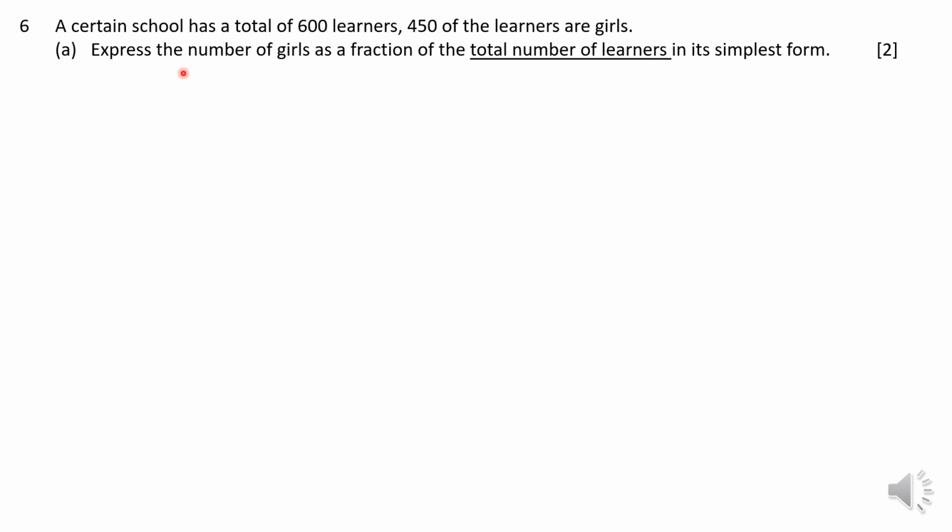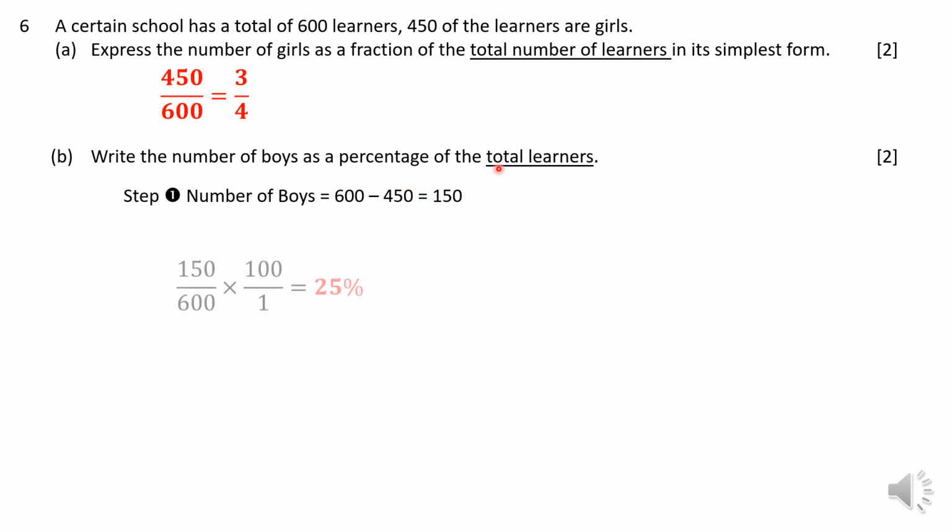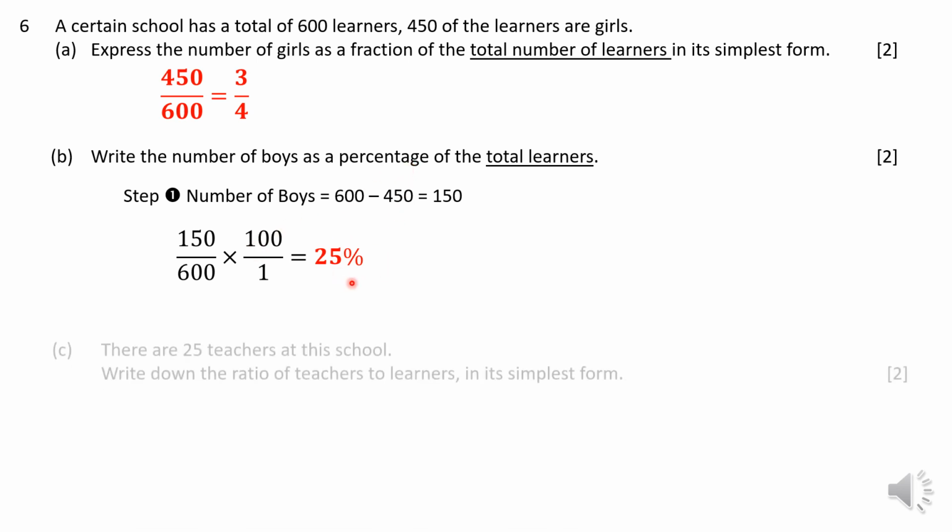Question 6 says a certain school has a total of 600 learners, and 450 of these learners are girls. Now you're supposed to express the number of girls as a fraction of the total number of learners. That is straightforward. You take 450 over 600, that gives you 3/4 in simplest form. Then write the number of boys. Here you're supposed to find the total number of boys. You subtract 600 minus 450, that gives you the number of boys. Then you write the number of boys over the total learners, which is 600, and you multiply that by 100 because they expect the answer as a percentage, and it's 25%.